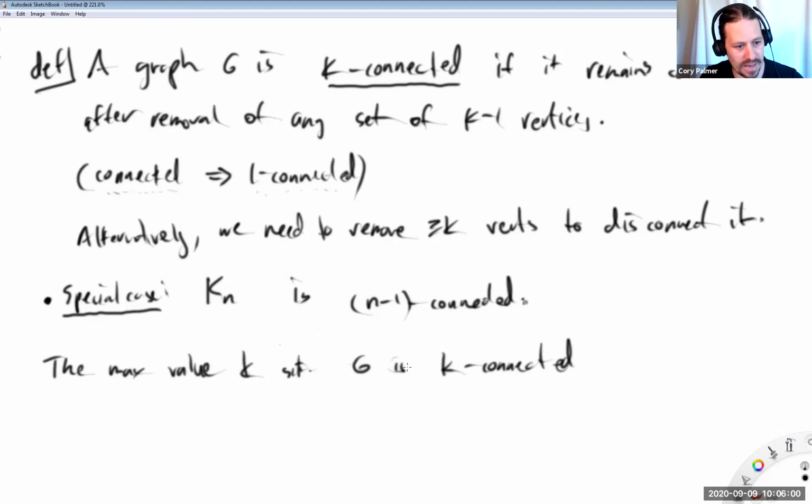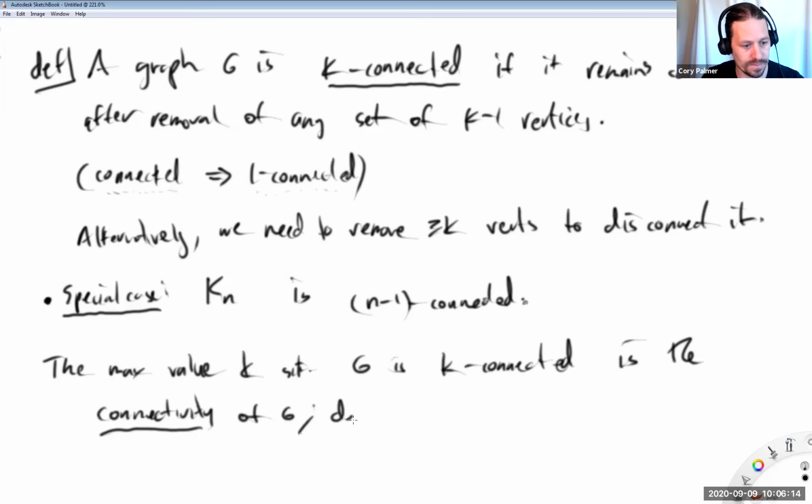So the max value K such that G is K connected is the connectivity of G. That's the connectivity. So that's a parameter of the graph. And it's denoted, well, this is supposed to be kappa of G, but I can't draw a kappa that's distinct from a K. So K of G is the largest value for which the graph is K connected.